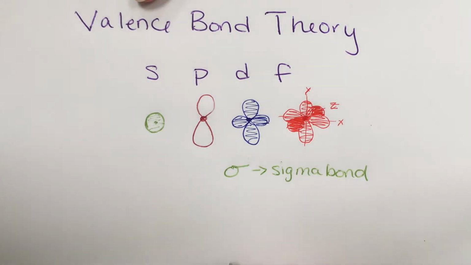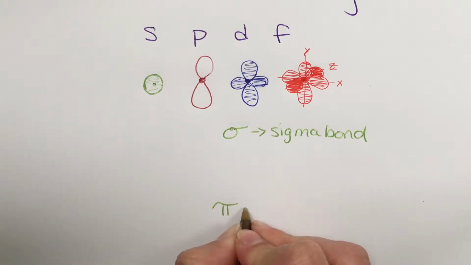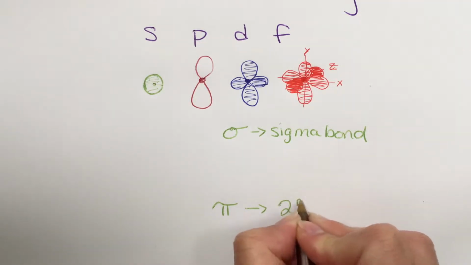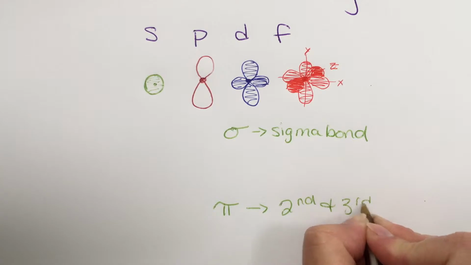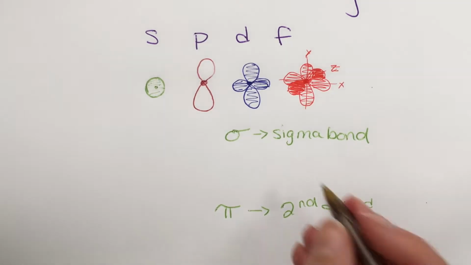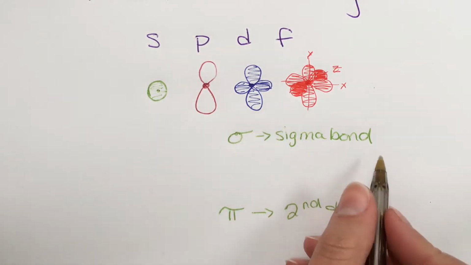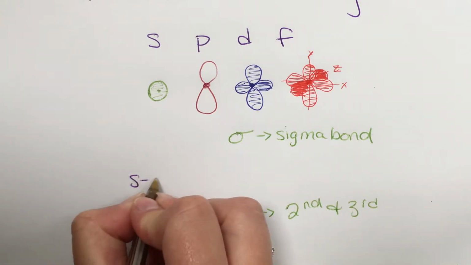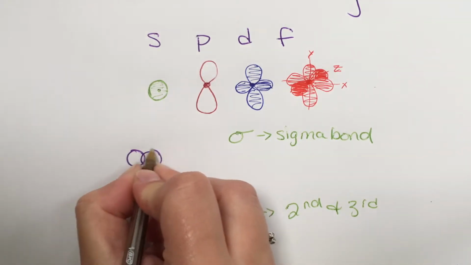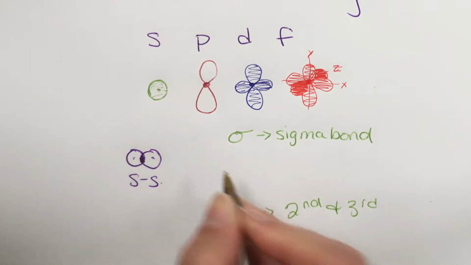Or they can do it by creating a pi bond, which would be like the second and third bonds in the double and triple bonds. We'll go over some examples, but a sigma bond with orbitals can be an s to s bond, an s orbital to s orbital bond, and that would just look like this, where the orbitals are overlapping, and here are the nuclei.